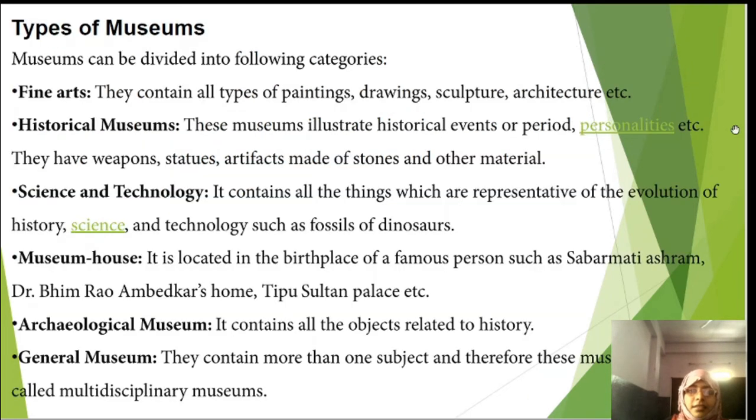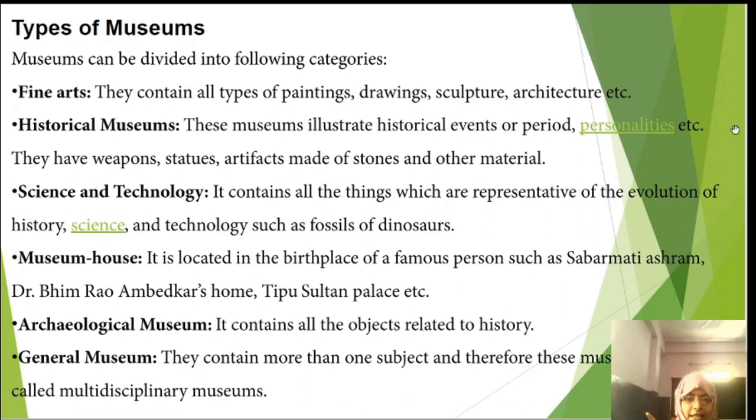You have fine arts: paintings, drawings, sculptures and architecture. Like olden history, you can say basically history. All the historical monuments are present in the fine arts. Historical museums, same thing. Various historical events, periods, personalities, their weapons, their jewelries, statues, artifacts made of stones and other materials have been placed in historical museums. Okay. Next, you have science and technology. It is the representation of the evolution of history, science and technology, and also fossils and dinosaurs.